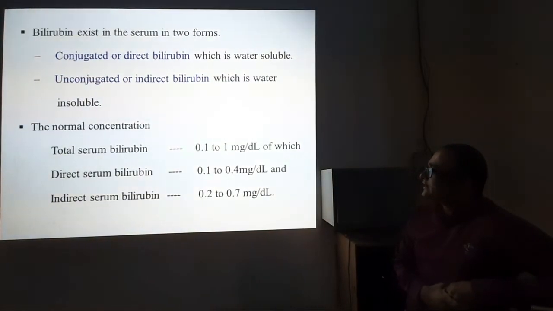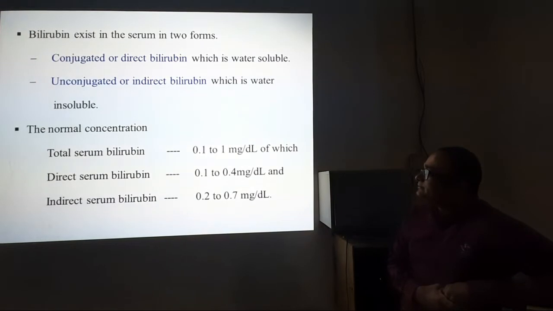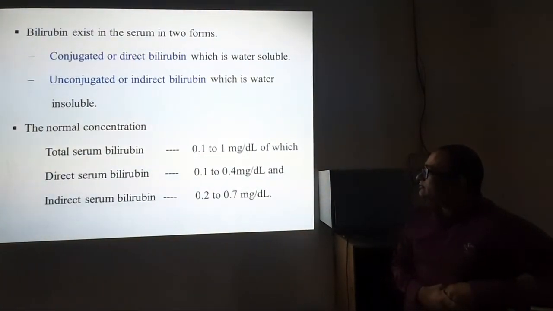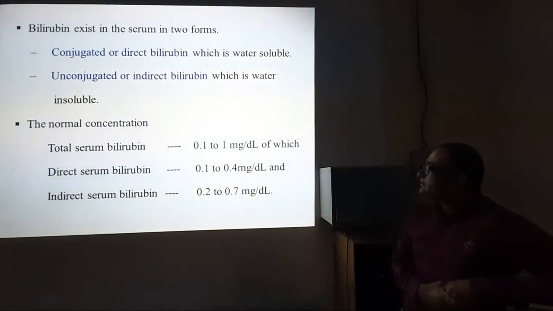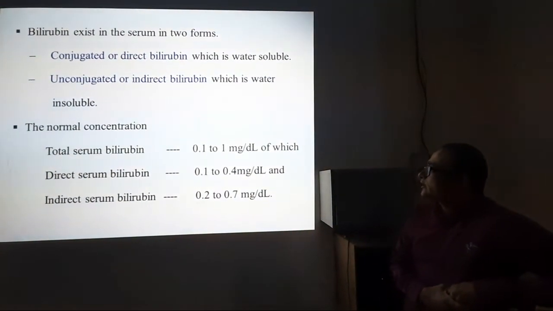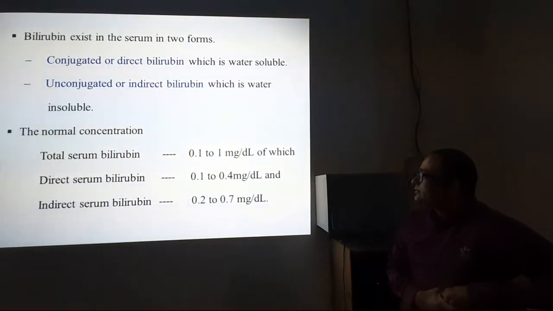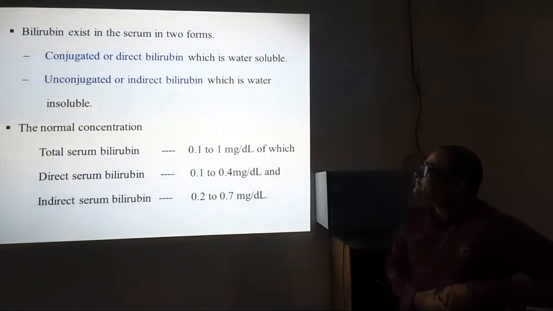Total serum bilirubin is around 0.1 to 1 milligram per deciliter. Then direct bilirubin is 0.1 to 0.4 milligram per deciliter. Indirect bilirubin is 0.2 to 0.7 milligram per dL. You can write this down: total serum bilirubin 0.1 to 1, direct serum bilirubin 0.1 to 0.4, and indirect serum bilirubin 0.2 to 0.7.